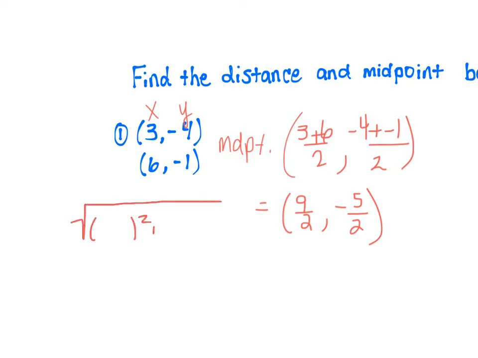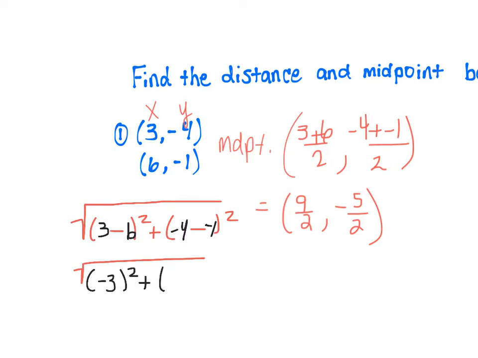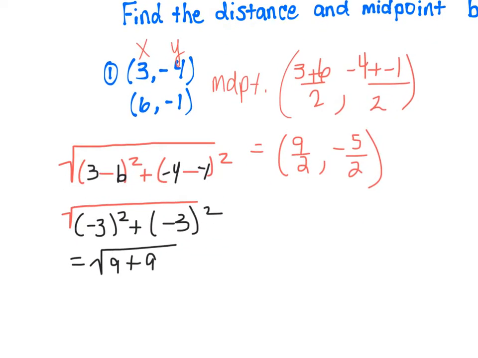Get your distance formula set up. So once we have that in, we don't even have to think much. We just put numbers in. So I have 3 minus 6. Just keep your X's together. And then I have negative 4 and negative 1, right? So what's 3 minus 6? Negative 3. Good, Christian. What's negative 1 minus a negative 4? Negative 3 again. Good. So I have 9 plus 9, which is square root 18.